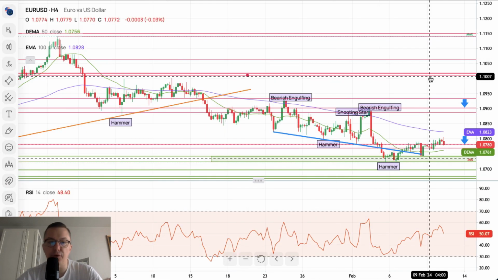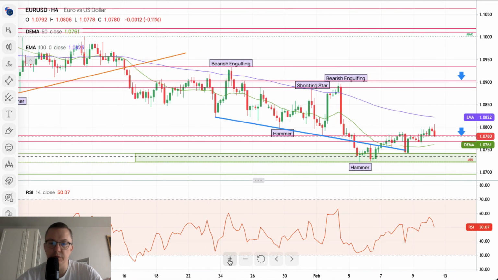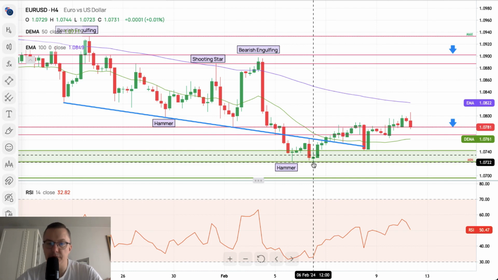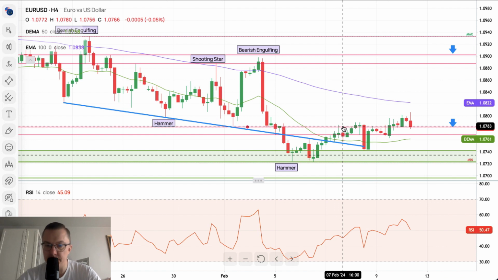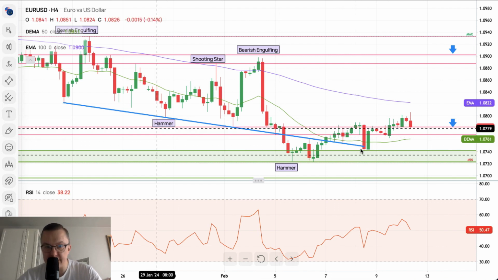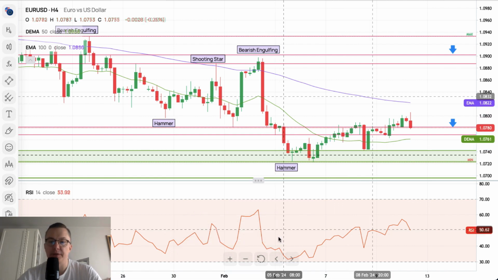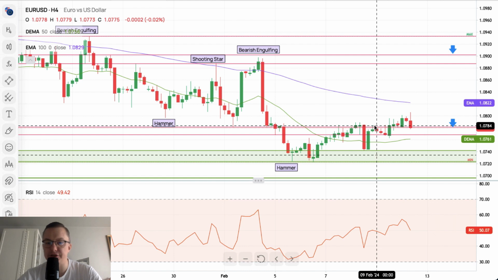So the euro dollar 4-hour time frame chart. What do we have here? The first thing we want to notice is that we've been trying to bounce from the 1.0722 technical support zone, which is apparently happening. As you can see, we've bounced towards the first supply zone, then we got rejected and tested this trend line again. I don't think it will be of much use these days, so let's just remove it.